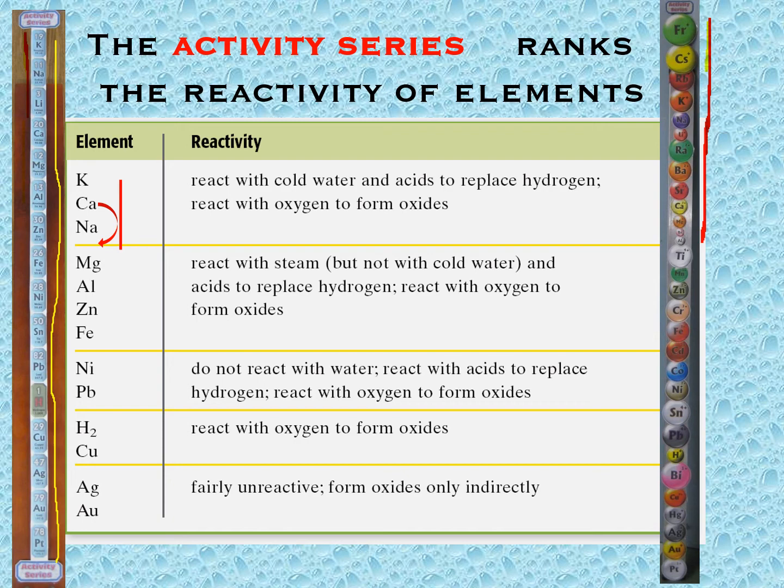So if you have a fight between two elements and you want to know who's going to win, then consult your activity series. By the way, these are all cations. So what are they fighting over? What does a cation really need? Well, a cation needs an anion. So what they're fighting over is an anion. And if you think of a lot of chemical reactions this way, they're a lot easier to understand. Two cations in a fight over the same anion.